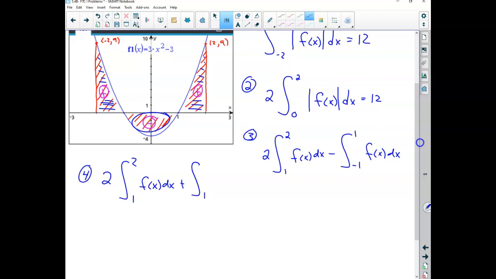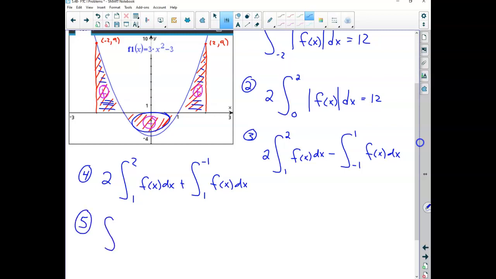We're going to go from 1 to -1, because now I'm making my delta x negative, and that would be an integral of f of x dx, and that's also going to give me a 12. Okay, how about another one? All right, let's look at it.